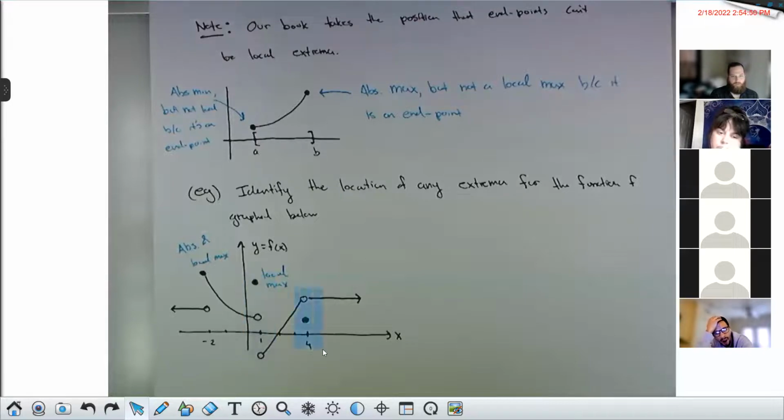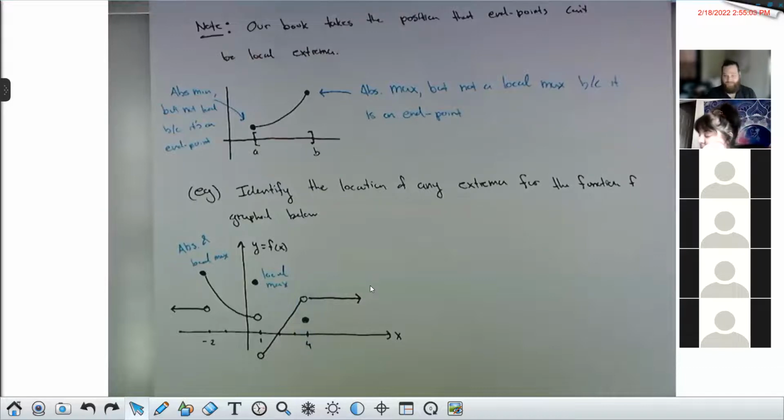Okay, the next place of interest is over here at 4. What's going on at 4? It's an absolute min and a local min. Very good. Yeah, and almost. You got me on that too, because I wasn't intending it, and then I was like, oh yeah, it is. It is a local min.